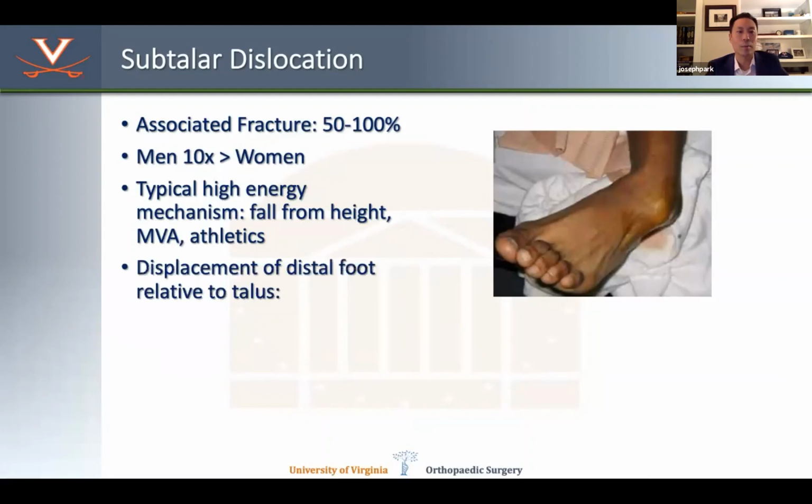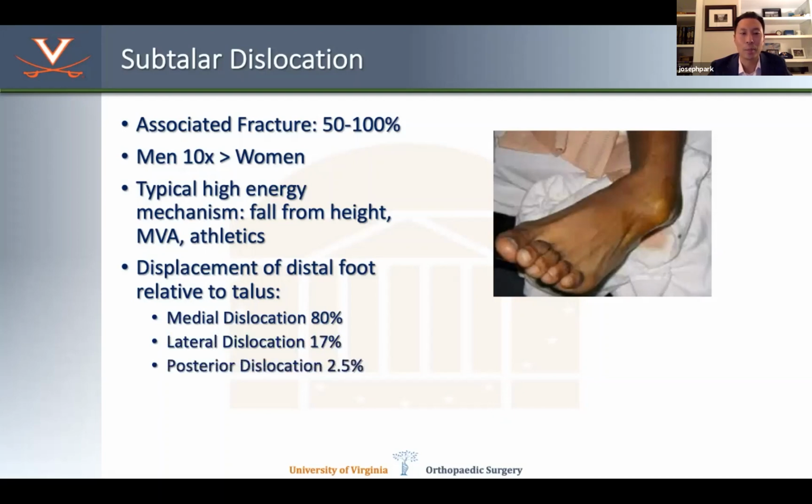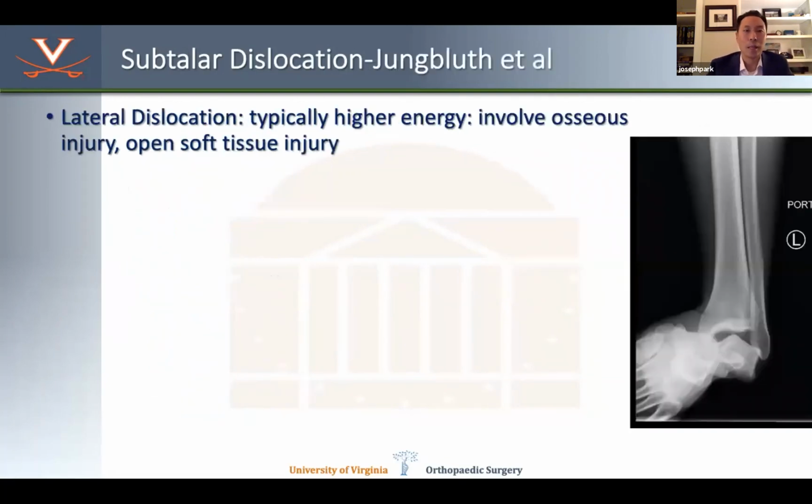Remember that it's described regarding the displacement of the distal foot relative to the talus. So medial dislocation, as I said, is about 80% of the time. Lateral dislocation is 17%, and the remainder are either posterior or anterior, both of which are extremely rare. In a lateral dislocation, it typically requires higher energy because it involves a significant osseous injury or open soft tissue injury.